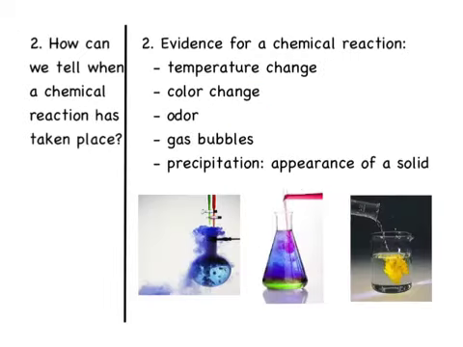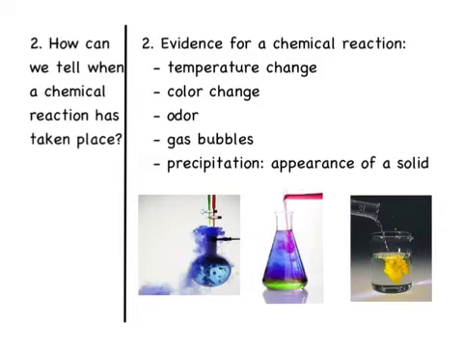Our second question is, how can we tell when a chemical reaction has even taken place? Here are some evidences that we can look for when we mix things together to see if a chemical reaction has actually taken place. There are 5 things that we can look for. We can look for a temperature change. The temperature can either get hotter or colder, and that will be evidence for a chemical reaction.